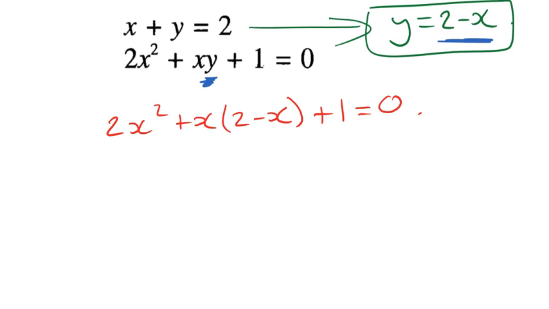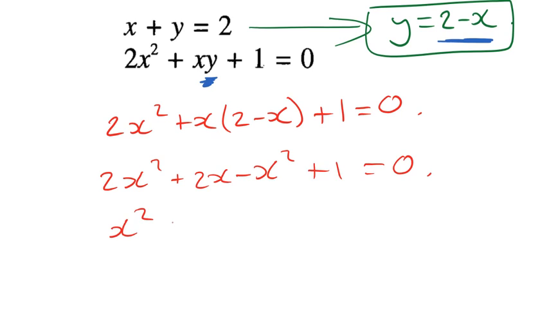You see, what I've done there is I've eliminated a variable. I've got one equation now with one variable, which means I've got a chance of solving it. So let's simplify it, create that quadratic, and see if we can solve it. Expanding that bracket, we're going to have 2x squared, we're going to have a 2x and a minus x squared and a plus 1 equal to 0. Now we can collect up some terms. We're going to have just 1x squared plus 2x plus 1 is equal to 0.